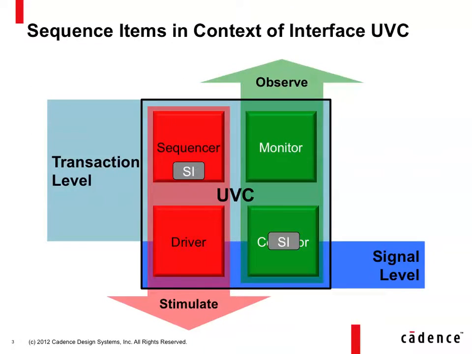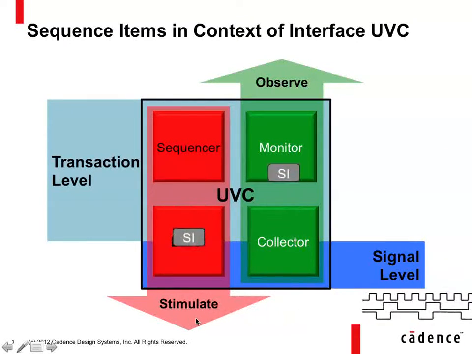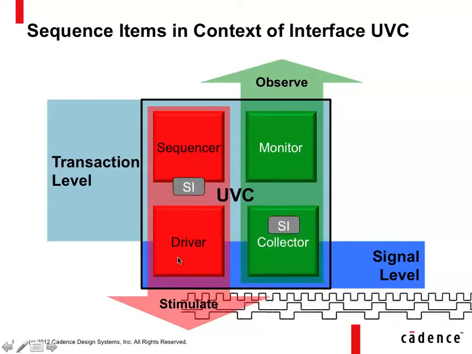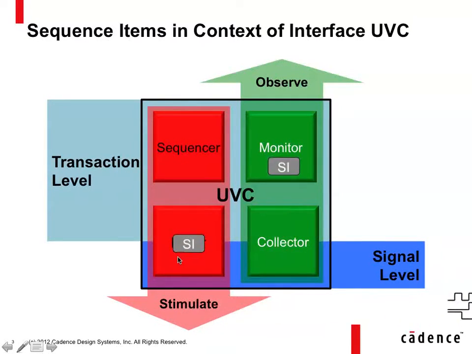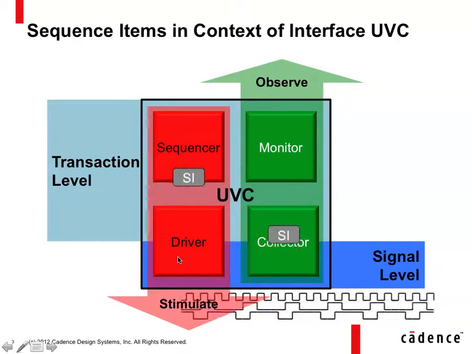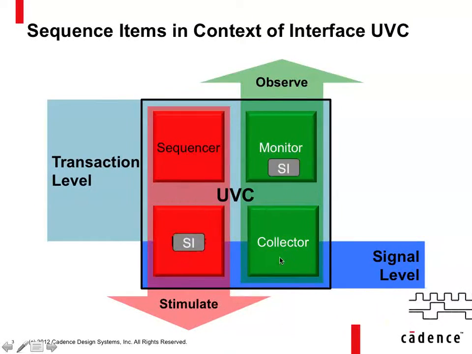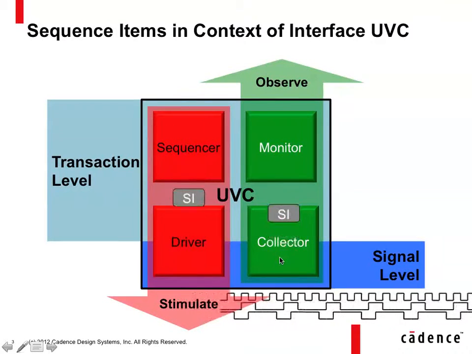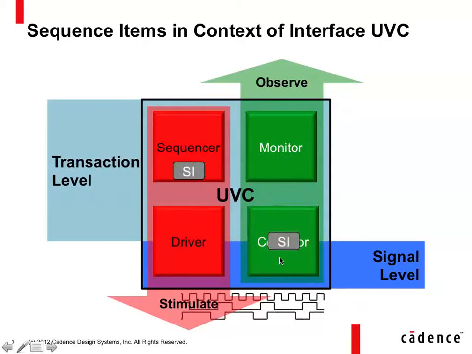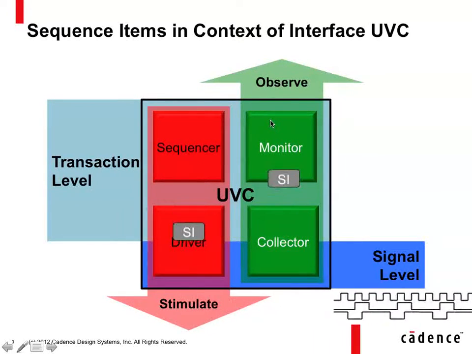If we look at sequence items in the context of an interface UVC, you will notice that these are basically the communication vehicle for the interaction between the sequencer and the driver, and the collector and the monitor. So if you want to drive stimulus into the device, the driver consumes a sequence item from the sequencer and then translates that into low-level signal activity. On the opposing side, the collector listens to the bus and extracts from the signal level activity these transactions in terms of sequence items and then passes them on to the monitor.